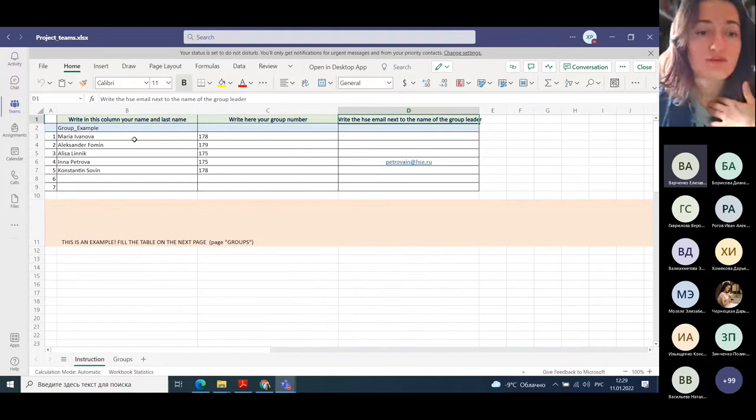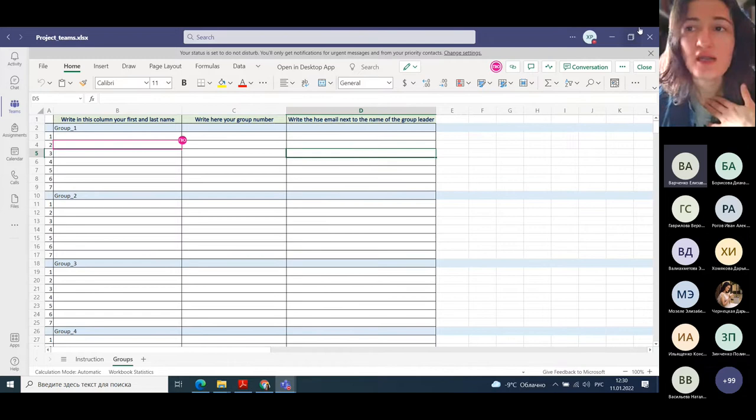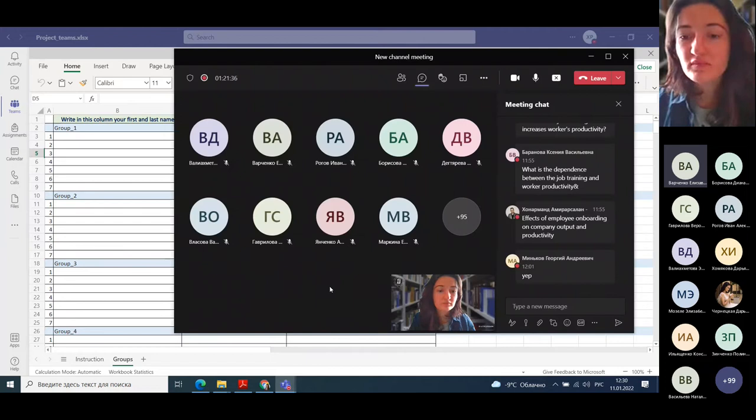So on the first page, you can see an example. This is an example of how you could fill this form. This is some abstract students, but you should fill here. Okay, and after this, please write me a message or a letter that you're from your group and I will answer that, okay, I see your group, everything is good, and I will form my own list of groups, and this list of groups will not be changed.